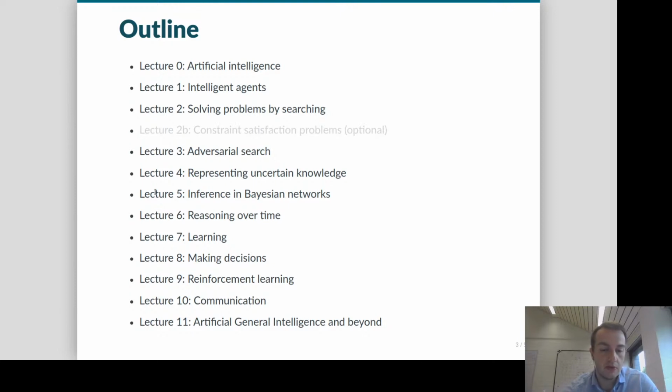And then finally, you will have 2 last lectures. Lecture 10, which is about communication, which is more like some kind of proof of concept. So like applications of the kind of algorithm we would have seen before applied to communications, like how do you do text translation, how do you do text to speech or speech to text. And you will see that the kind of algorithm that we would have seen before also apply to these problems. And finally, we will conclude this course, if we have time, with a short lecture on artificial general intelligence and beyond.